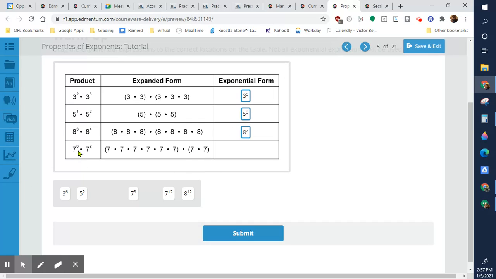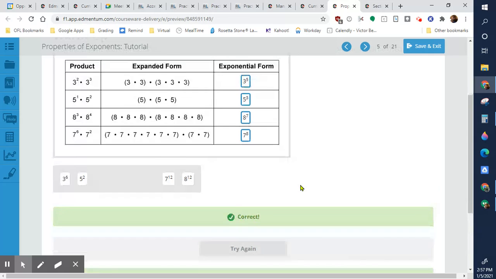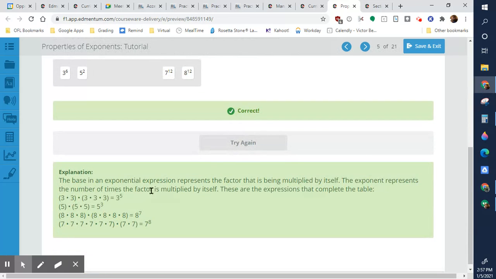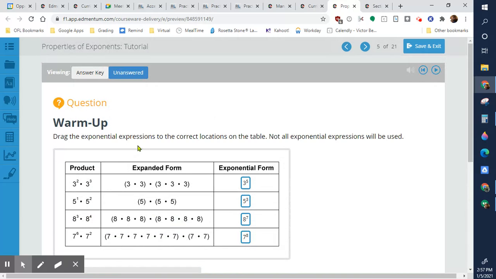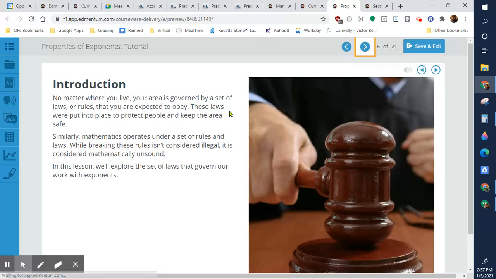This one, if I add these two, there's a 6 and a 2. 6 plus 2 is 8. So in other words, there's 8 7s. So it's 7 times itself 8 times. And that's pretty much how exponents are when we're multiplying them. So this was our warm-up. We should already be a little familiar with this.